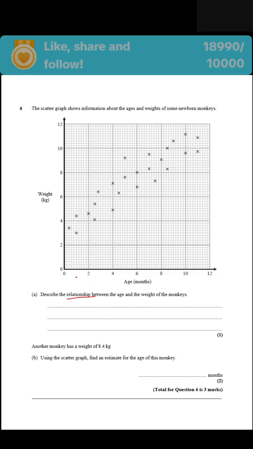You need to comment on the ages and the weights. So as the age increases, and again, this could be on AQA and OCR as well. So as the age increases, what happens to the weight? Well, the older they are, the more they weigh. So as the age increases, the weight increases.